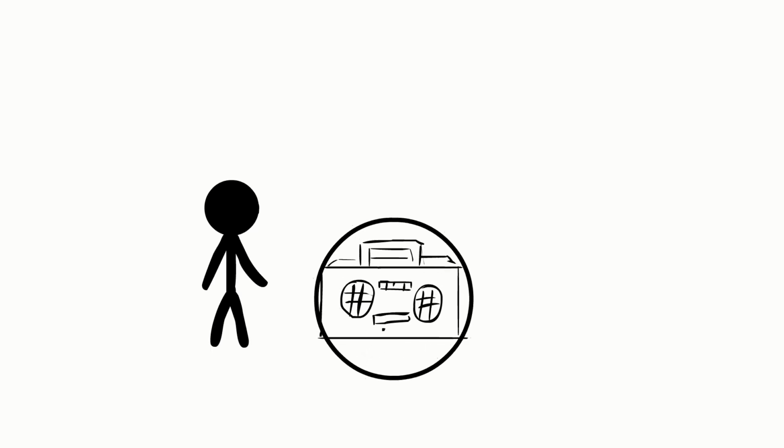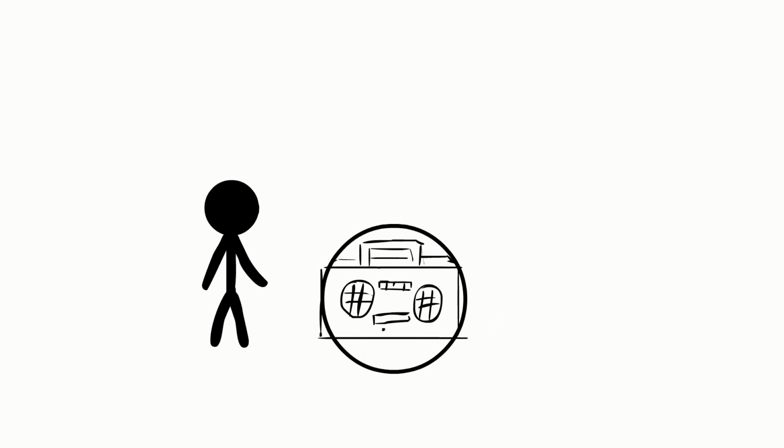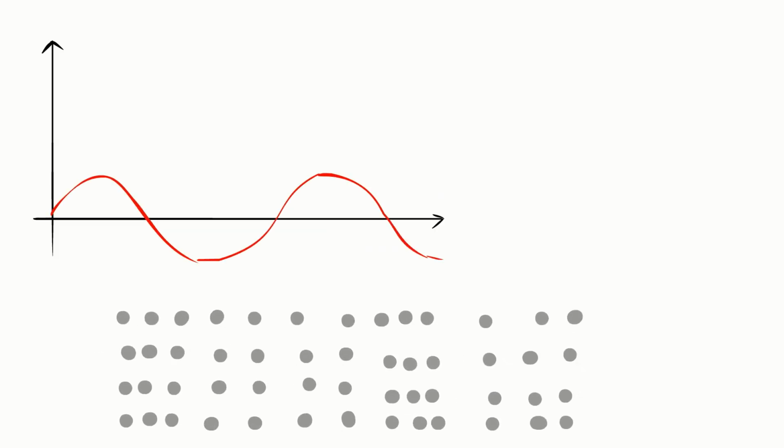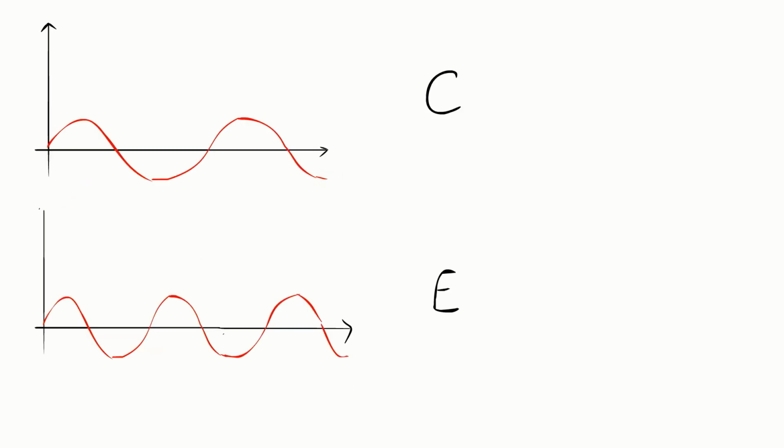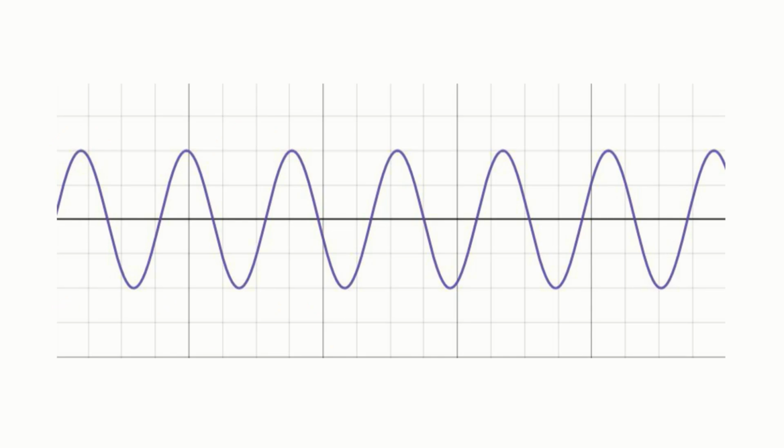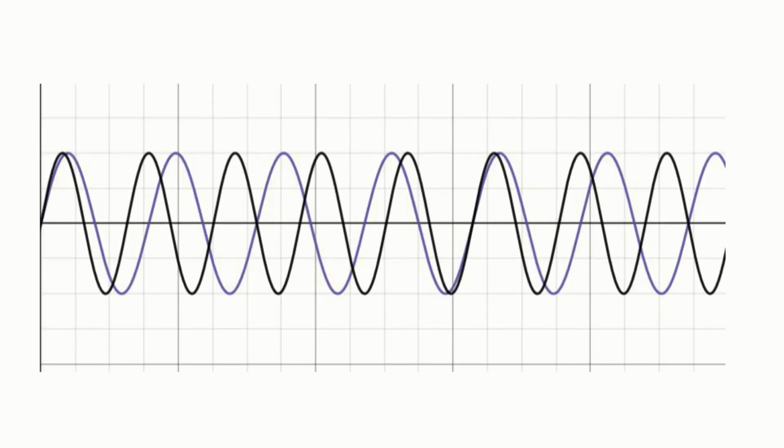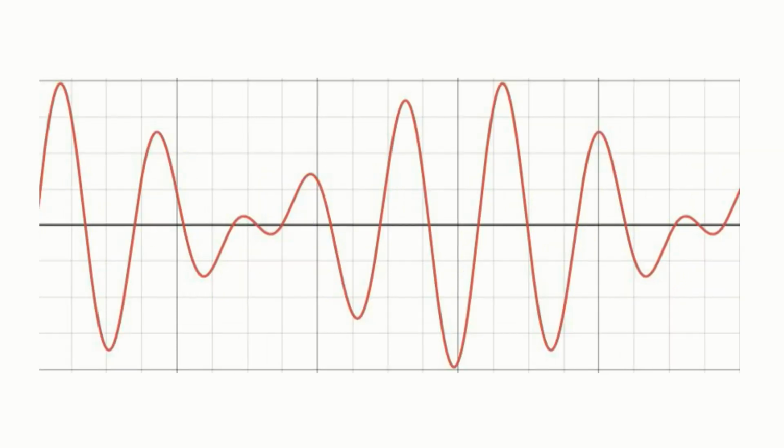Consider a tone of some frequency, say C. When you plot the air pressure versus time, you'll get an oscillating pattern, which is a sine curve. Other frequencies, like say E, also look similar. When you play them both, the resulting waveform is a direct sum of the two previous sine curves. After the addition, the curves do look more complicated.